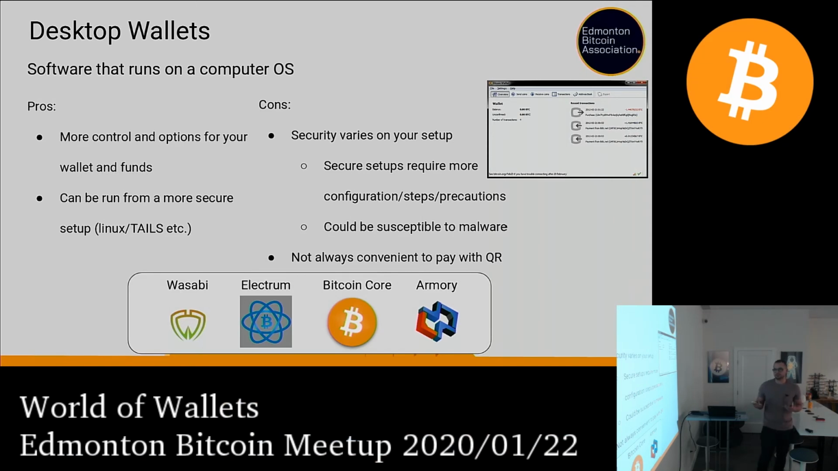It's also not very convenient to pay with QR code. Like if you're going to a coffee shop, you can't really pay with a desktop. Like maybe if you have a laptop, you can go and scan it, but it's not the best. Some popular desktop wallets are Wasabi, Electrum, the Bitcoin Core software, and also Armory. That right there is just a Bitcoin Core software interface.